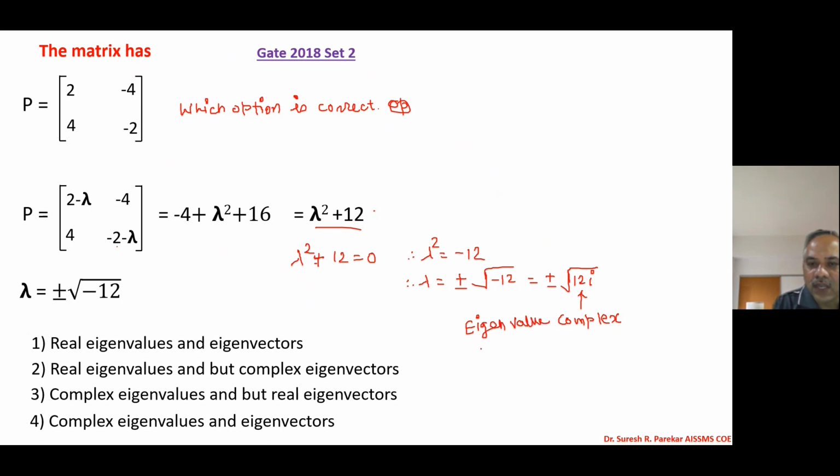Eigenvalue complex, so automatically my eigenvector is also complex. Eigenvector also complex. And therefore, we have eigenvalues and eigenvectors both complex. And we have this option, option number 4, both are complex.